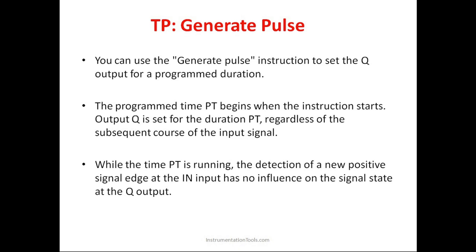While the PT is running, the detection of any new positive signals at the input has no influence on the state of the output. So when the timer's time is running, if you provide any other signal to the timer, it will not affect the output. It will first complete the duration of time and then turn off, and when you give another new pulse, only then will it turn on the output the next time. In this way it can be used to generate a pulse, that is why its name is generate pulse timer. Now let us see how to use it in the software.